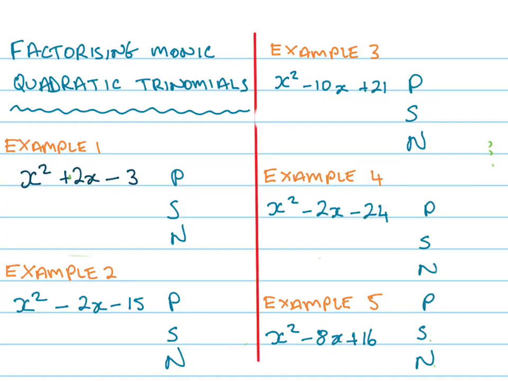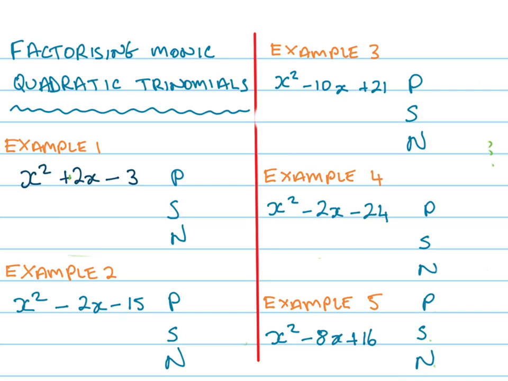This is the second video in my little series on factorising monic quadratic trinomials. Remember, monic means the coefficient of x squared is 1. Quadratic because the maximum power is 2, so we've got x squared in each term here. And trinomial because there are 3 terms.